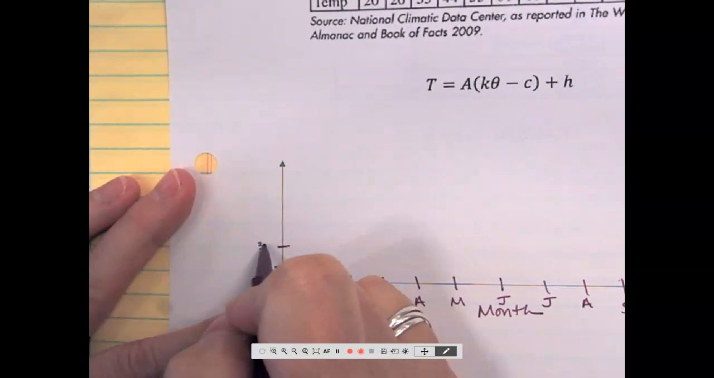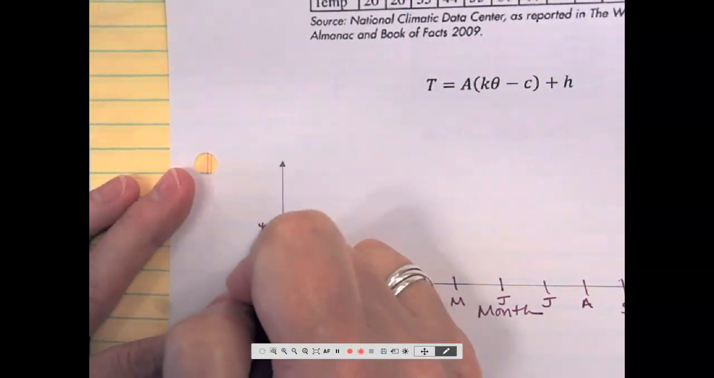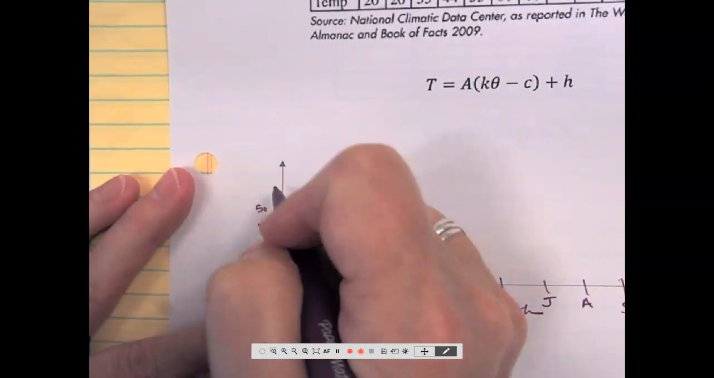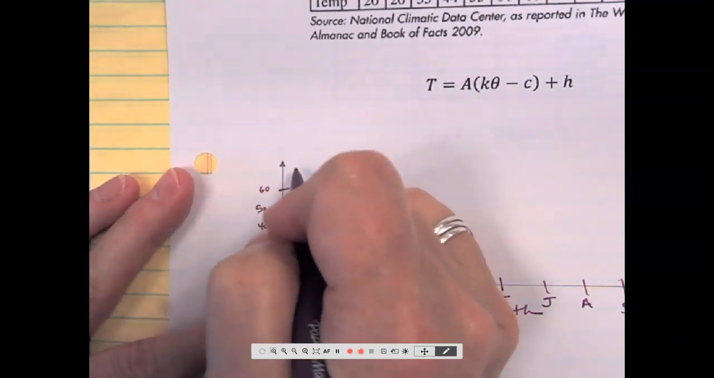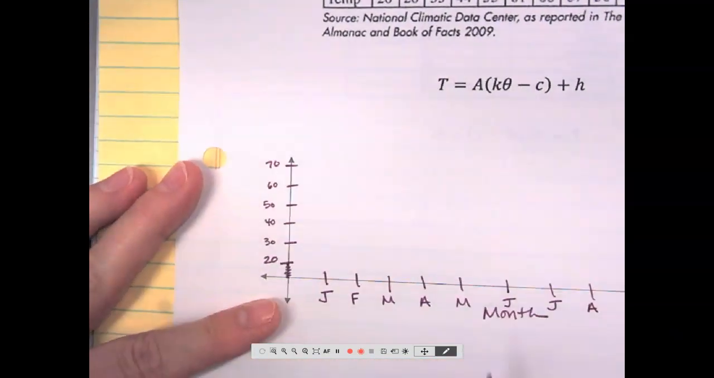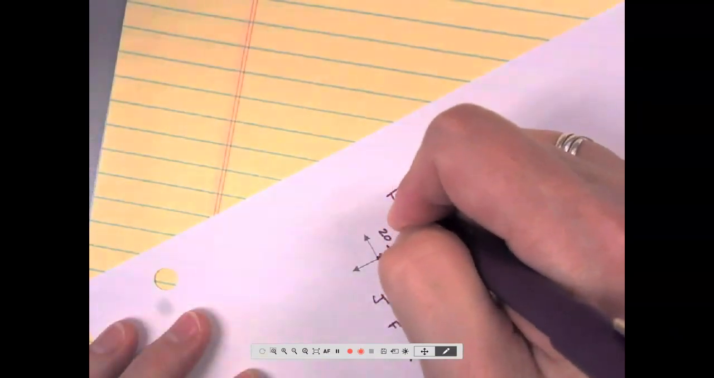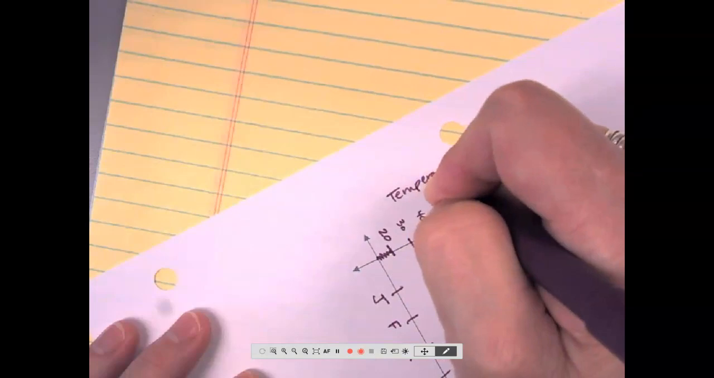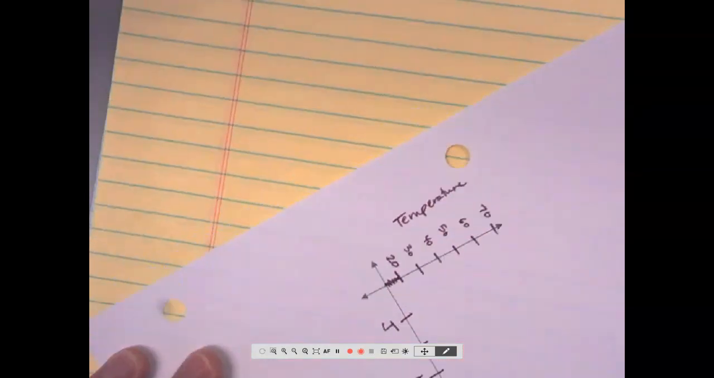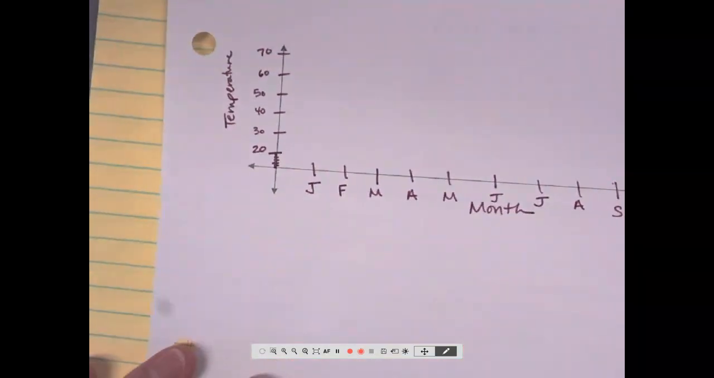So let's go 30, 40, 50, 60, 70. Okay, then I'm going to label it. This is the temperature. Because if you don't label your graph, it's kind of meaningless to look at it.